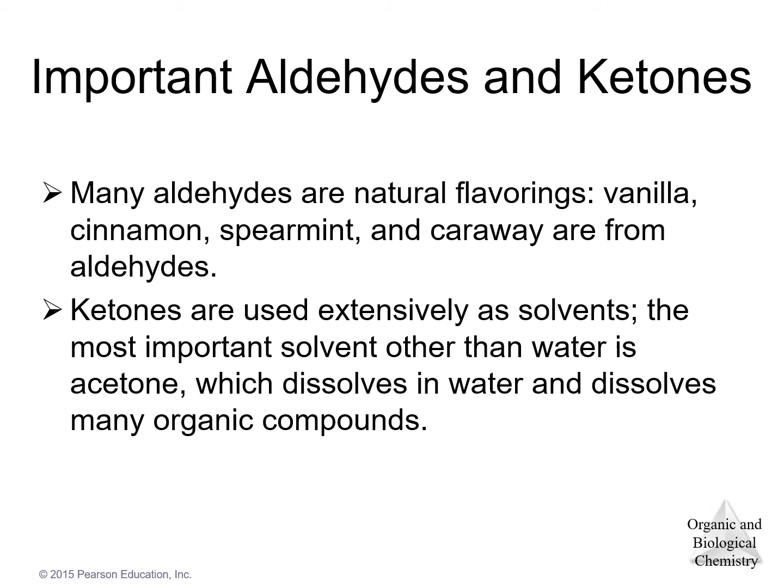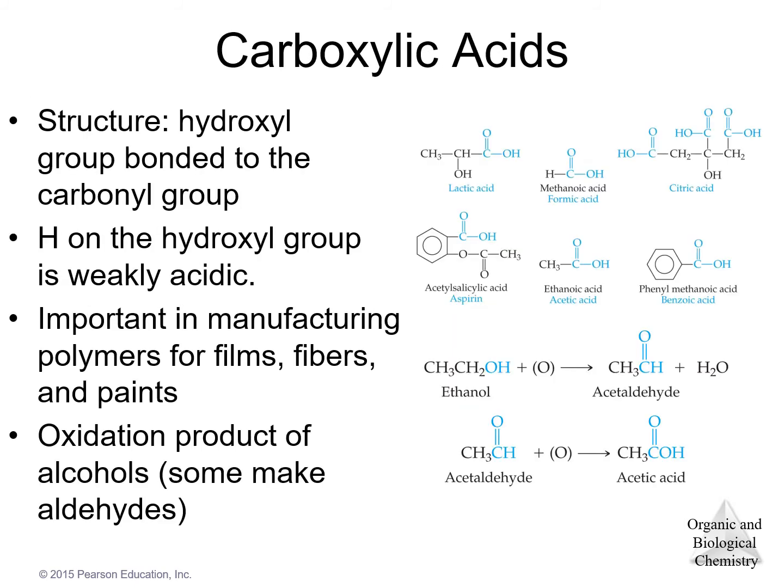Ketones are used extensively as solvents. Acetone is one of the ones we use a lot in the lab. Then we have carboxylic acids. Carboxylic acids are actually made from a redox reaction of alcohols and some aldehydes. They are used in a lot of things to make polymers for films. They're used in fibers. They're used in paints. The possibilities when it comes to carboxylic acid sometimes are endless, but that's mostly what they are used in.